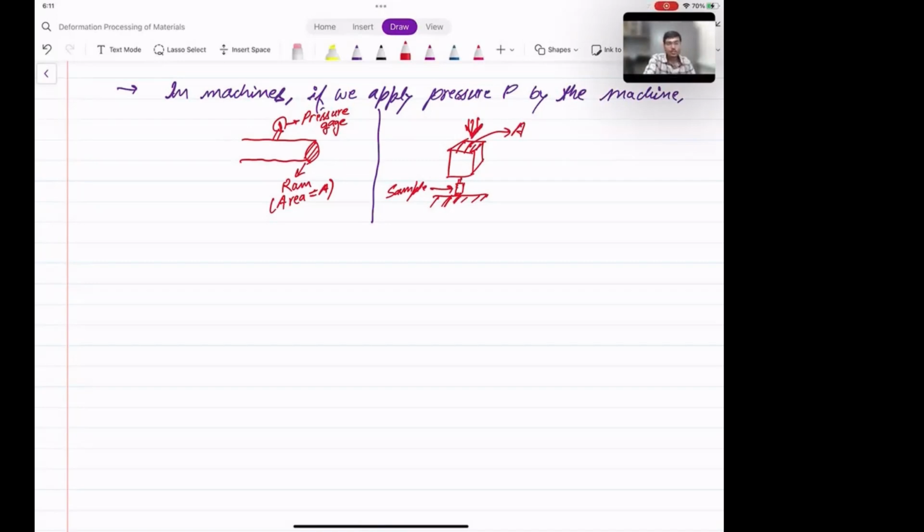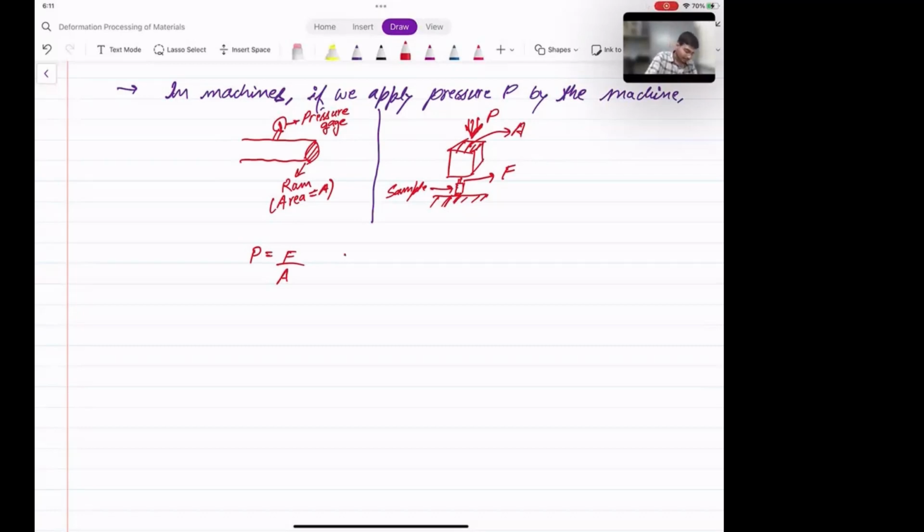Here, this particular pressure, say P, will not be applied on the sample. Here the force will be applied on this sample. Okay, and we can deduce the pressure acting on this sample through the cross section of the sample itself. So this pressure P is nothing but force per unit area of the ram. This is the pressure applied by the machine.